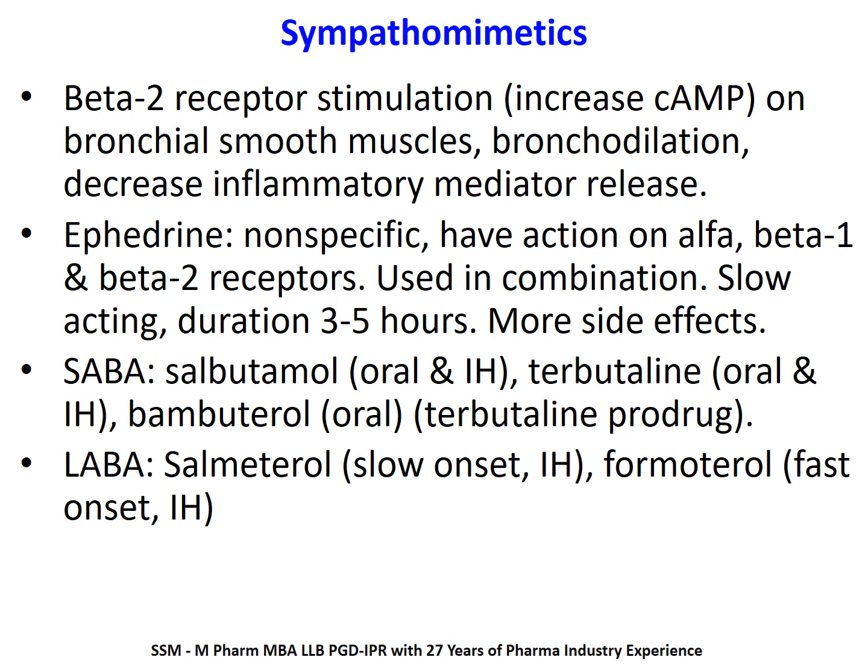Next category is short acting beta agonists, and these include salbutamol, which is given orally as well as by inhalation, terbutaline, also given orally and by inhalation, and bambuterol, which is given orally, and is a terbutaline prodrug. The next category is long-acting beta agonists, and these include salmeterol and formoterol. Salmeterol has a slow onset of action and is given by inhalation, and formoterol is also given by inhalation and has a fast onset of action as compared to salmeterol.